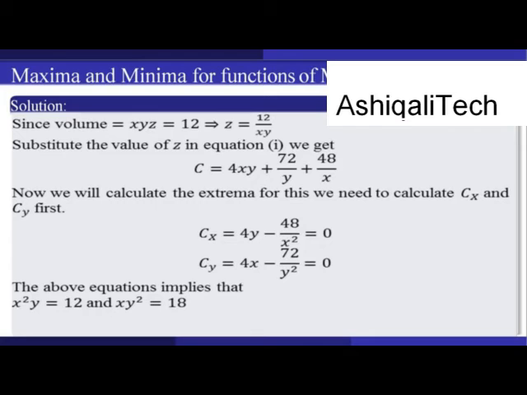First we get c_x equal to 4y minus 48 over x square and put it equal to 0. Similarly, we calculate the partial derivative with respect to y, that is c_y, and it is equal to 4x minus 72 over y square and put it equal to 0. Dear students, now we solve these two equations and we get that x square y is equal to 12 and xy square is equal to 18.